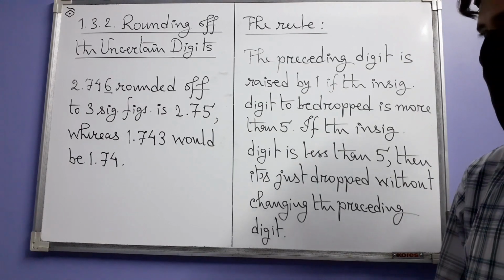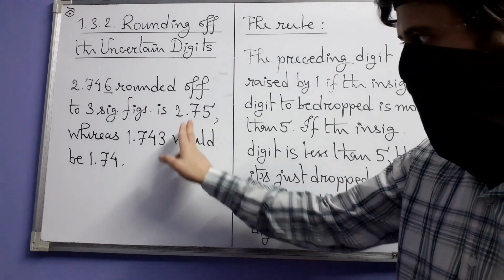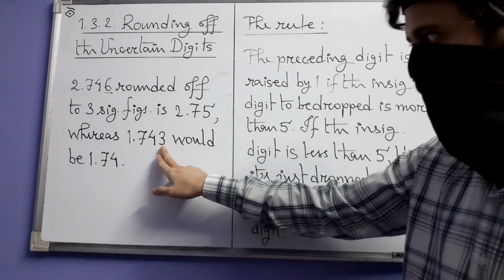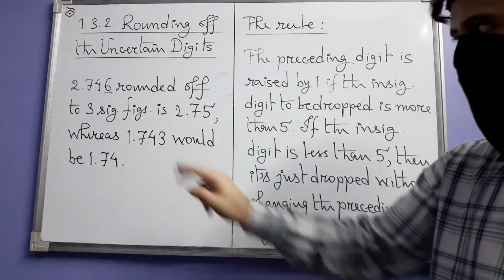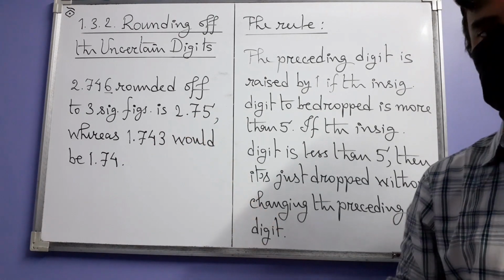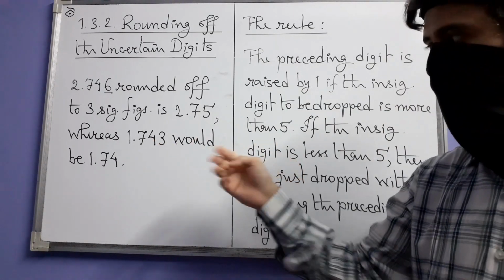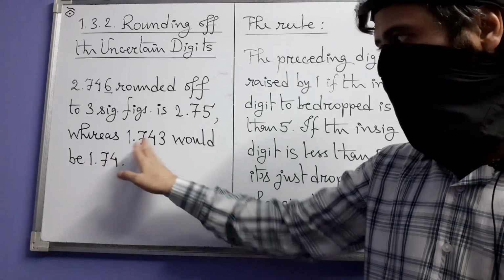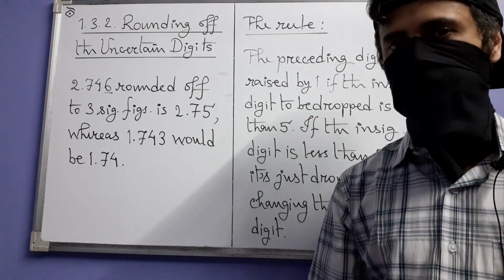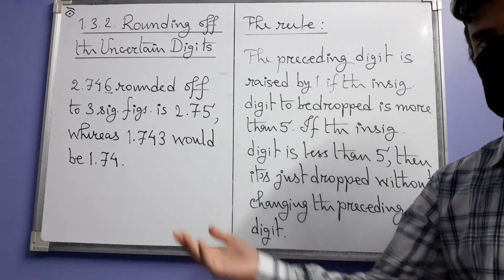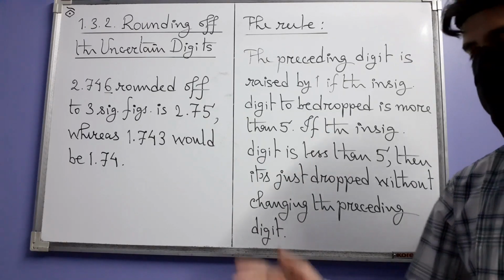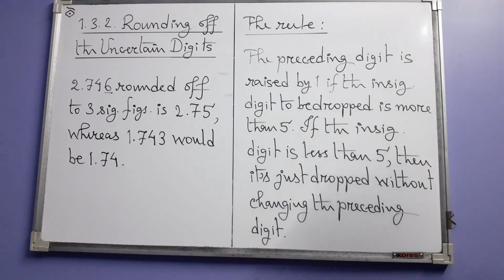No. However, if you apply that same procedure to this number, 1.743, and say here also you want only 3 significant figures, that means you have to delete this 3. Here, however, you do not do anything to the number. So what are the rules when we do this kind of deletion? Actually, you already know the rules.